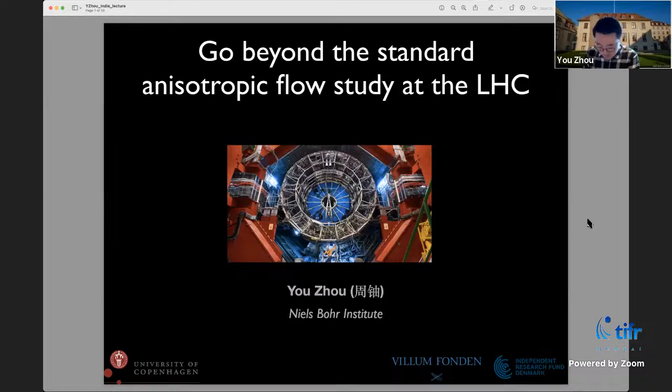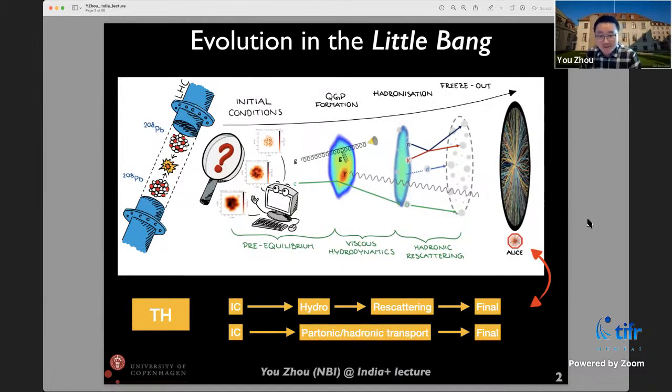Firstly, I want to show you this picture made by our students, which briefly illustrates the evolution of the Big Bang. By smashing heavy ions at nearly the speed of light at the LHC, you can create a very hot and dense matter called quark-gluon plasma. Shortly after the formation of quark-gluon plasma, the quarks and gluons form hadrons, which interact with each other until a certain time called freeze out. Then the particles escape from the system and can be caught by the detector, such as ALICE.